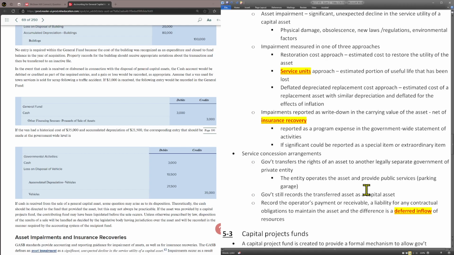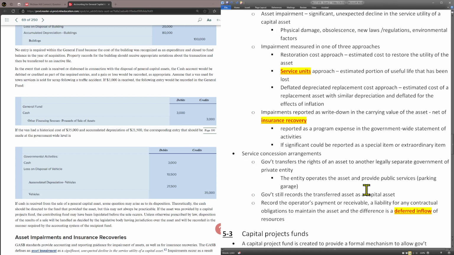Impairments are reported as a write down in the carrying value of the asset, net of insurance recovery. I don't think most of the times when we talked about impairments in principles, I don't know about intermediate, we really got into the topic that a lot of times when something bad happens to one of your assets, you are carrying some sort of insurance.